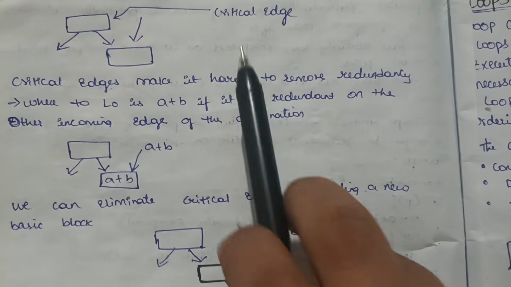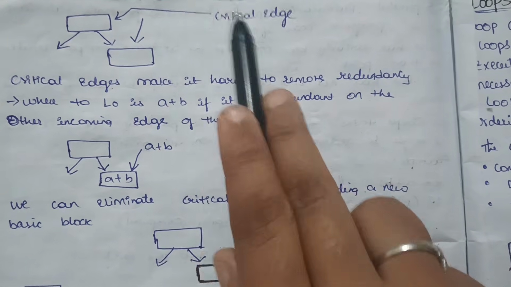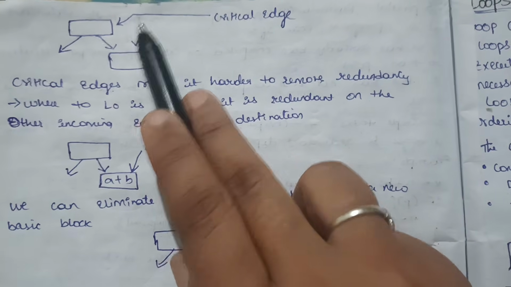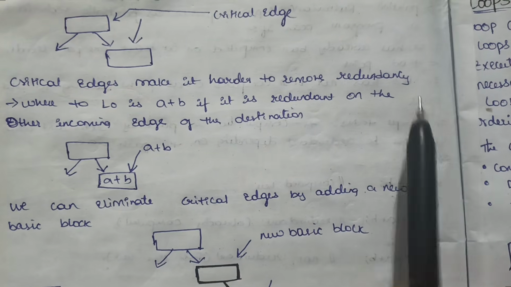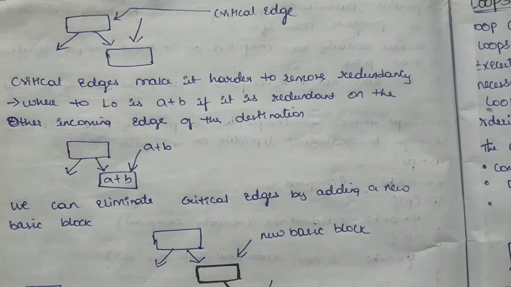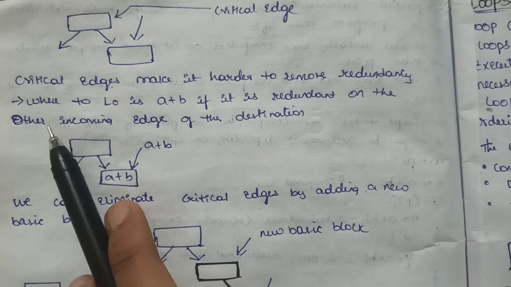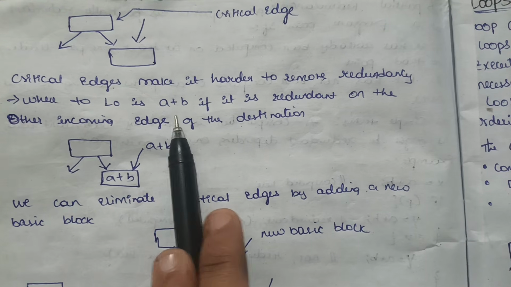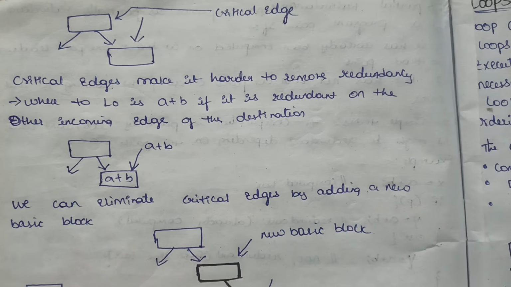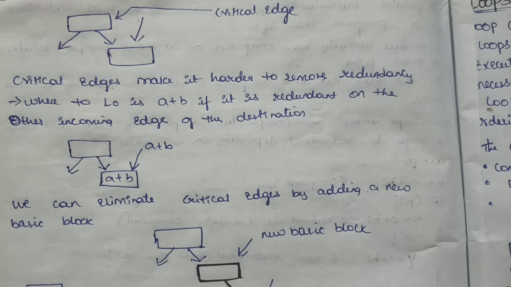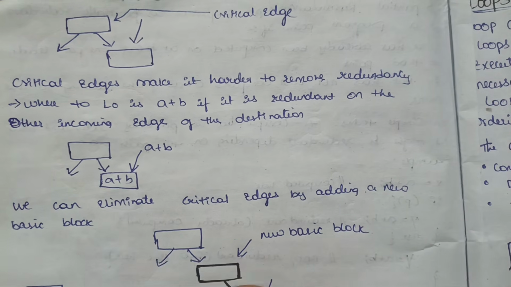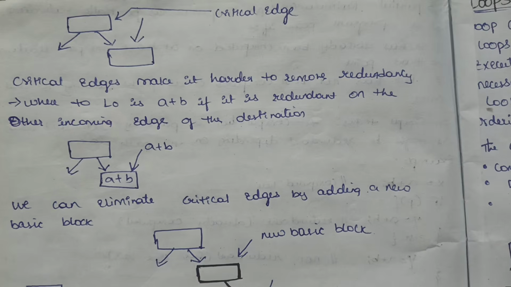So if we look here, it is a critical edge, and whatever the incoming paths are here, those are called the predecessors. So critical edges make it harder to remove the redundancy. Okay. So if we go for L0 is A plus B, if it is redundant on the other incoming edge, if it is repeating again, then we are going to eliminate that one.